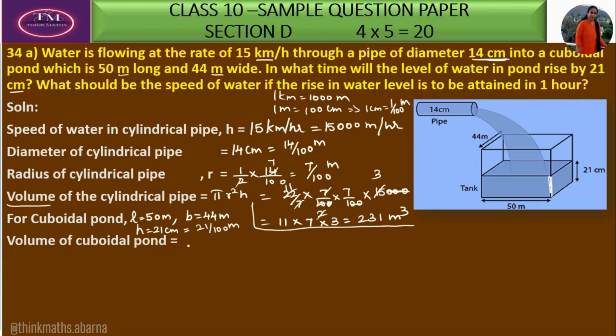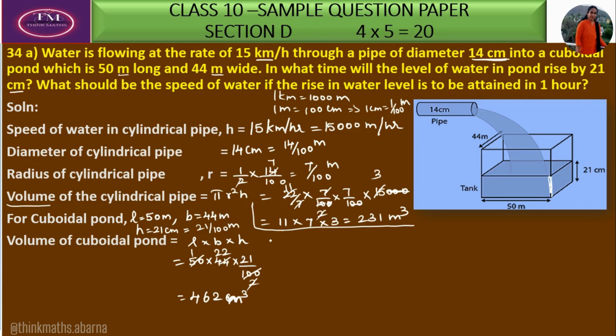Now what is the volume of the cuboidal pond formula? It is L into breadth into height. What is L? It is 50, and breadth is 44. Height is 21 by 100. So 1 50s are 50, 2 50s are 100. And 1 2s are 2 and 22 here. So it is 22 into 21, which is 462. So volume of the cuboidal pond is 462 meter cube.